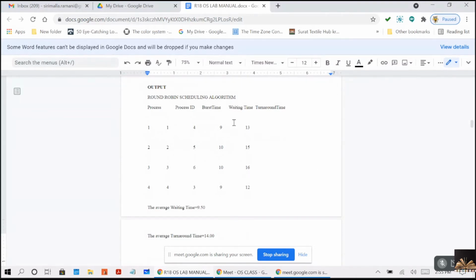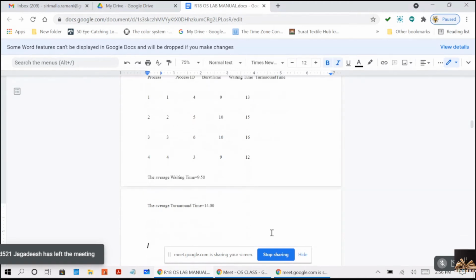And it is calculating the waiting time and the turnaround times. In this example, we are printing the waiting time also. Why? Because it is done in the loop, no? So for every process, you can calculate the waiting time and the turnaround time. Then after that you print the average waiting time and the average turnaround time.